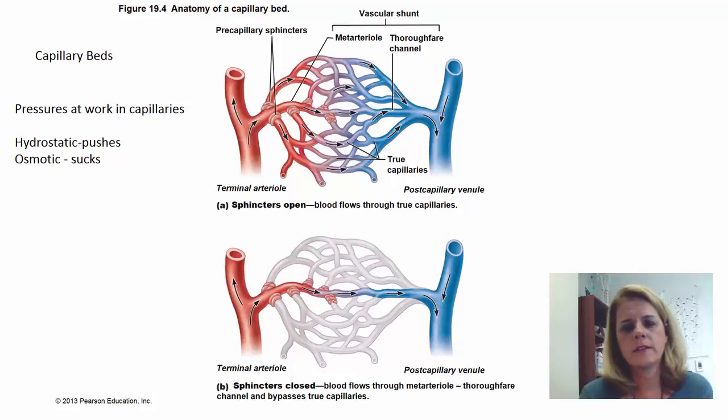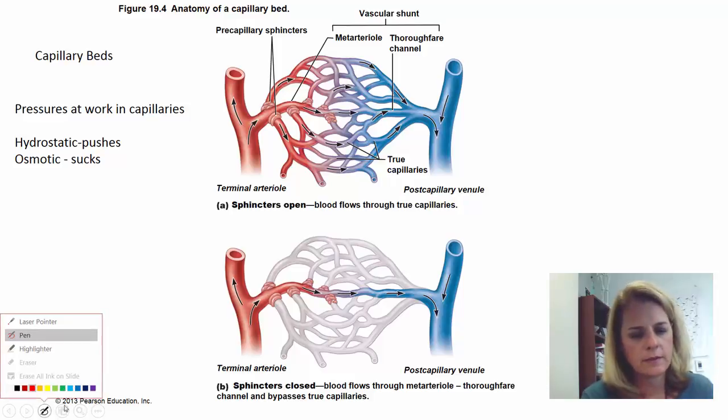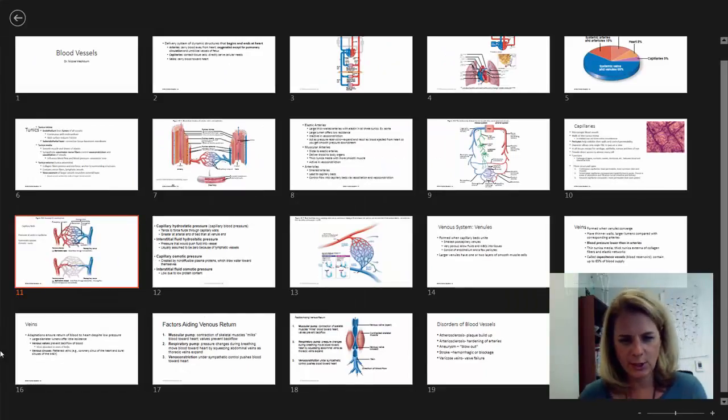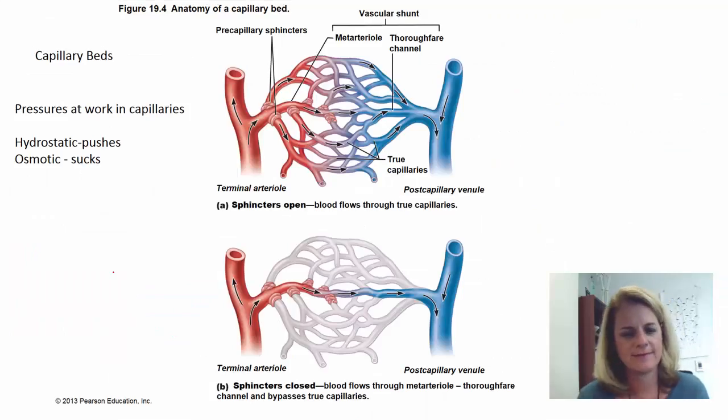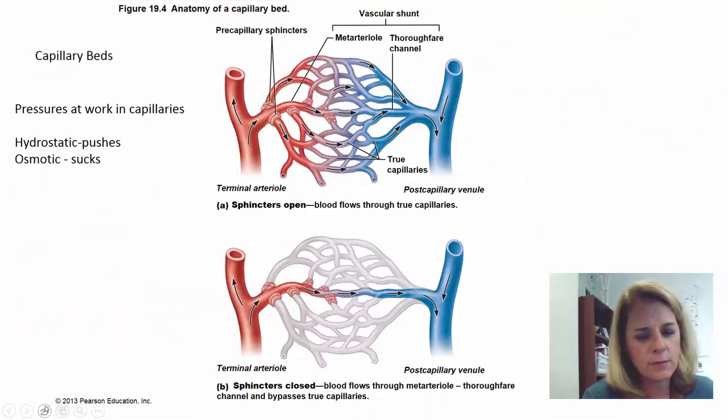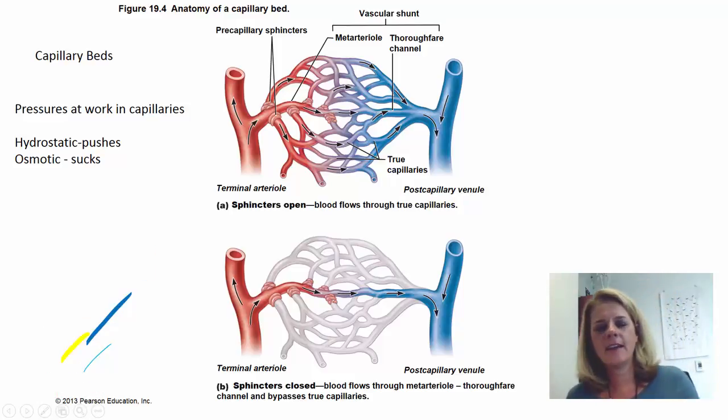And so as blood is coming into the capillary bed, it's going to, go, whoops, I had that. Sorry, oh my gosh. I could stop the video, but then that would take me another 5 minutes to get it started again. So just hang with me. There we go. All right, technology.